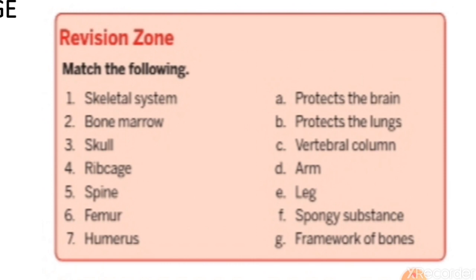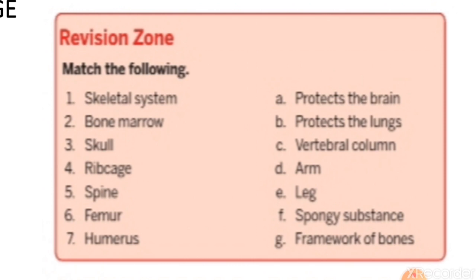Next, number 5 is spine. The answer for spine is vertebral column. Spine is also called vertebral column or backbone. So here the word is given vertebral column. You match number 5 spine with C, this side vertebral column. 6, femur. Femur, you have to match it with leg because it is a bone present in our leg. This is the longest bone in our body. Femur, that is with leg. And humerus, it is present in the upper arm, so match it with D, arm.